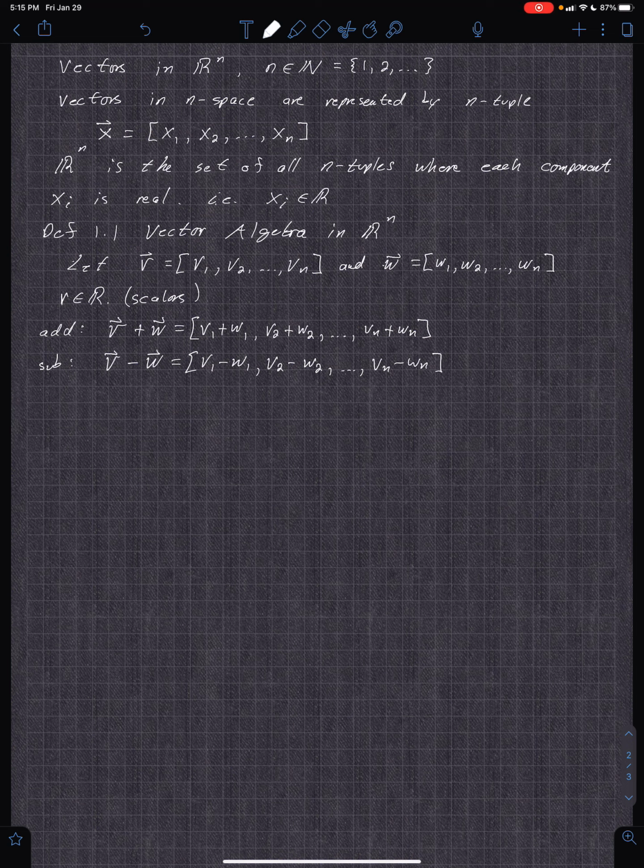Scalar multiple, just as you would expect. Now these are defined, right? These are all defined, what we have. And then after these definitions, we will come up with the properties.